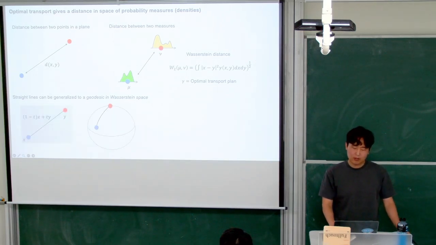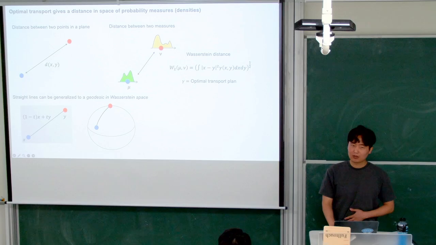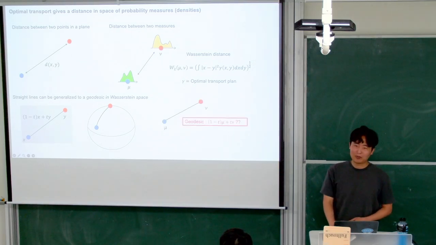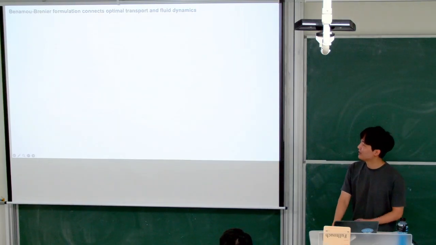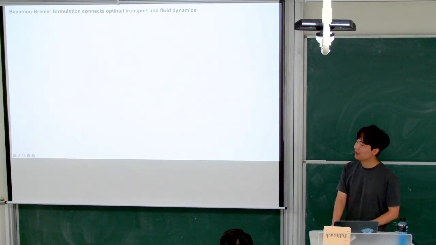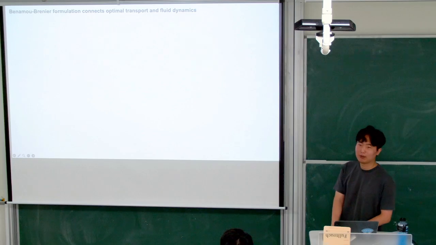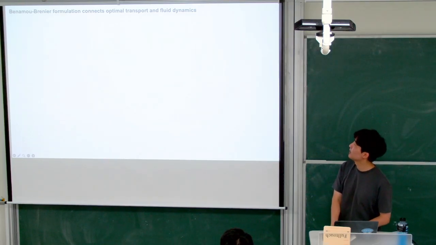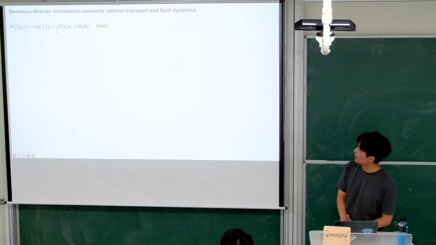So far I presented you two formulations of optimal transport, the Monge problem and the Kantorovich problem. There is another formulation that I will now present. It's called the Benamou-Grenier formulation. It was invented by two mathematicians, Benamou and Grenier. So we have a Wasserstein distance.